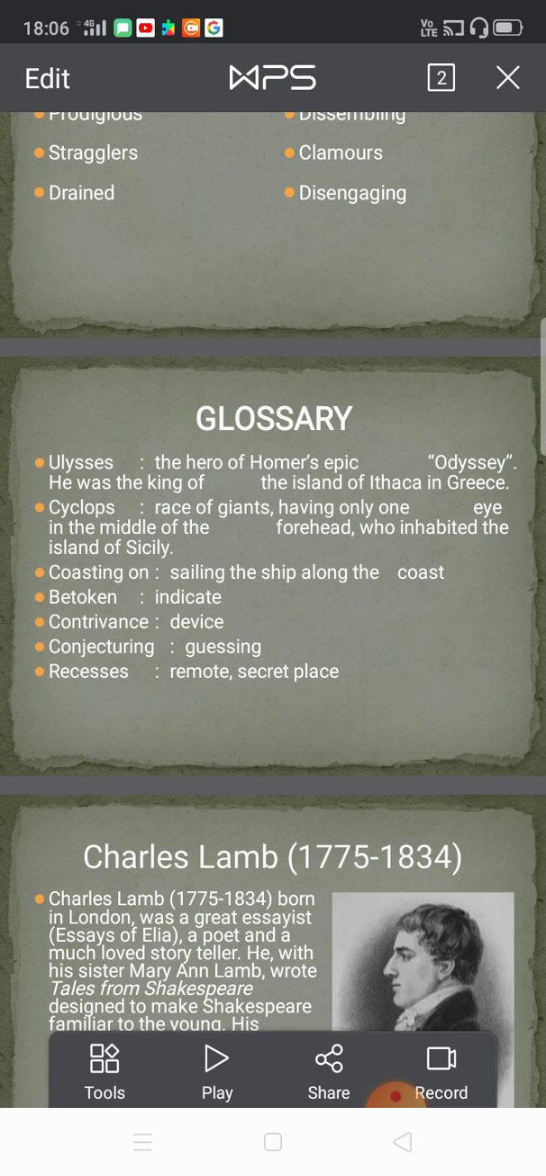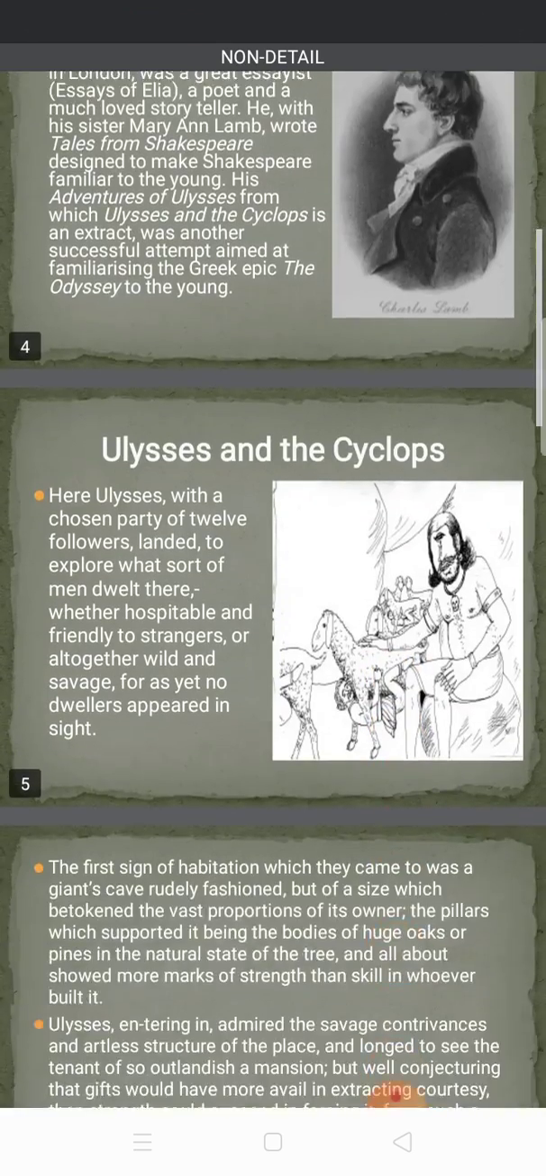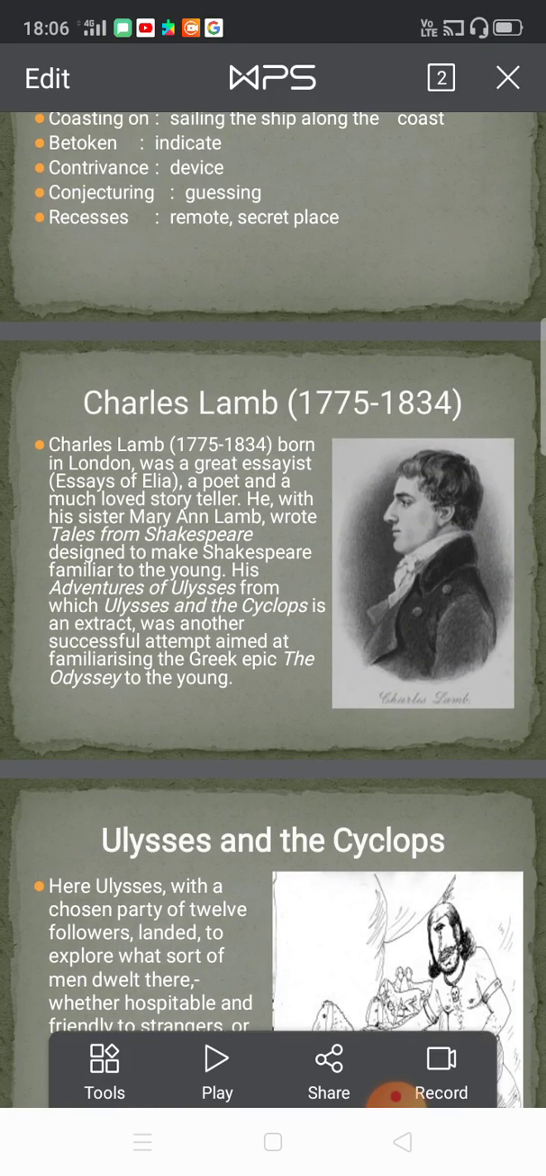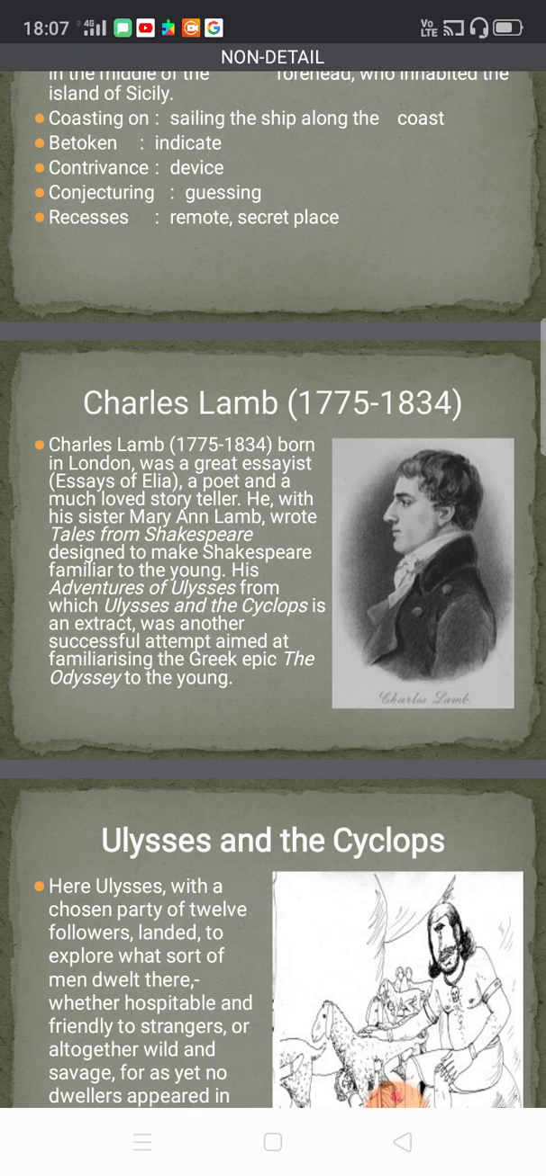Recesses, remote, secret places. Now I'll read about the author, Charles Lamb. He is Charles Lamb. He lived from the year 1775 to 1834. All imaginary stories he has written, but they have become very popular, familiar. The children are fond of reading this Ulysses and Cyclops, the adventurous story. Very nice. And volumes of books are there. They have selected only one part for you.